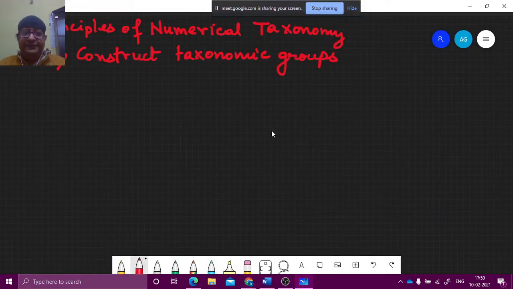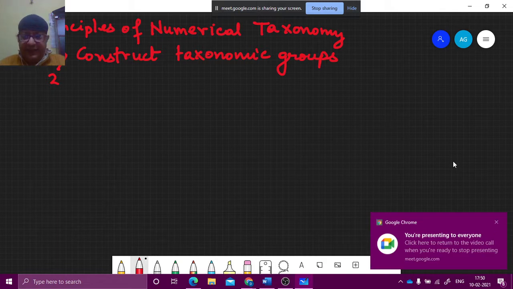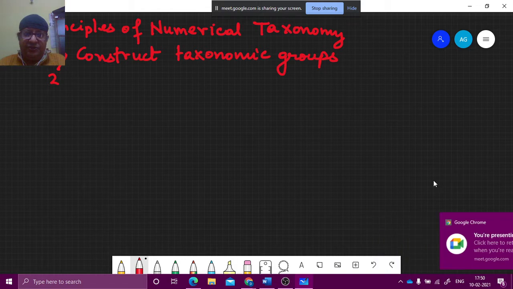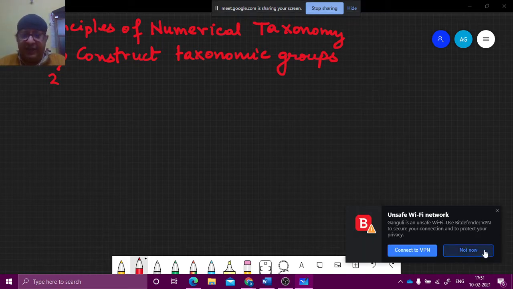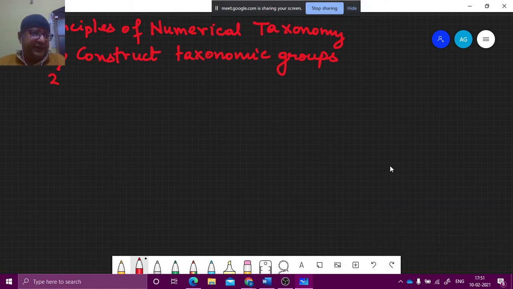So the first thing is you construct taxonomic groups. What you do here is individuals are selected and their characters are spotted out. So you select individuals and you spot out their characters. There is actually no limitation on the number of characters you are going to consider here. The more the better, of course. And then you find out the similarities between these individuals. On that basis, you analyze these characters. Okay, they have 2 ears, 2 eyes, their eyes are brown, or something like this. You do their analysis.